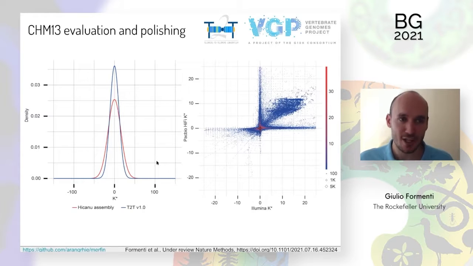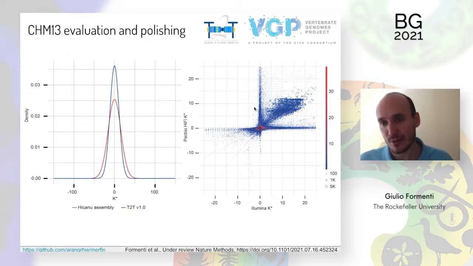Merfin was initially developed to polish and evaluate T2T-CHM13, the new human genome assembly, which is complete and accurate. And here you can see that one of the metrics defined within Merfin, K-star, can be used to evaluate the quality of different versions of the assembly. So the v1 version here in blue can be compared, for instance, to a standard assembly using HiCanu. And you can see that the K-star in that case should be distributed around 0, and the narrower the distribution, the better. You can also use the K-star to evaluate individual k-mers.